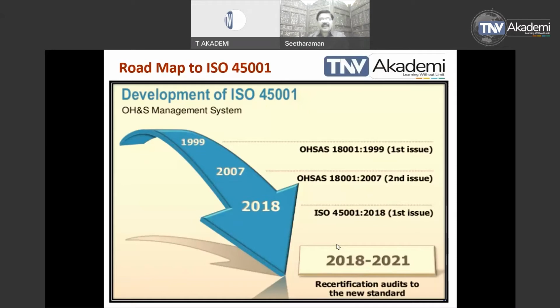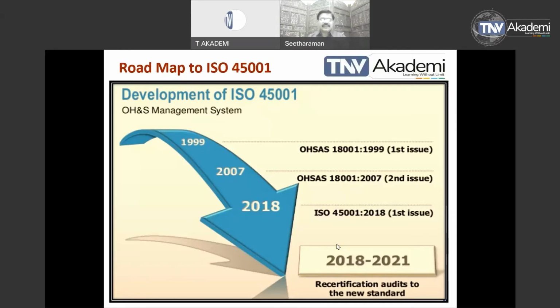So they adopted it and then added some more principles which we talked about, like worker participation, increased top management involvement, and then risk-based thinking, and also the high-level structure. These are all included in that, and the standard was released as ISO 45001 in 2018. So organizations who are already OHSAS 18001 certified were given 3 years to upgrade to the new standard. That's why from 2018 to 2021, you see a lot of transitions happening.